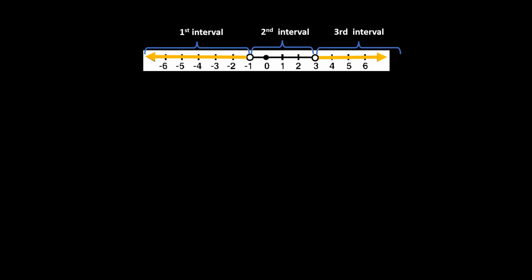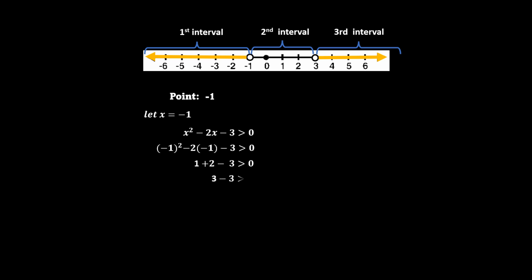We are already done with the intervals. Now let us also test the 2 points which are -1 and +3, if they are also a solution to the given inequality. Let's start with -1. Let x be -1. The process is still the same. We substitute the value of x, which is -1, until we get the result.